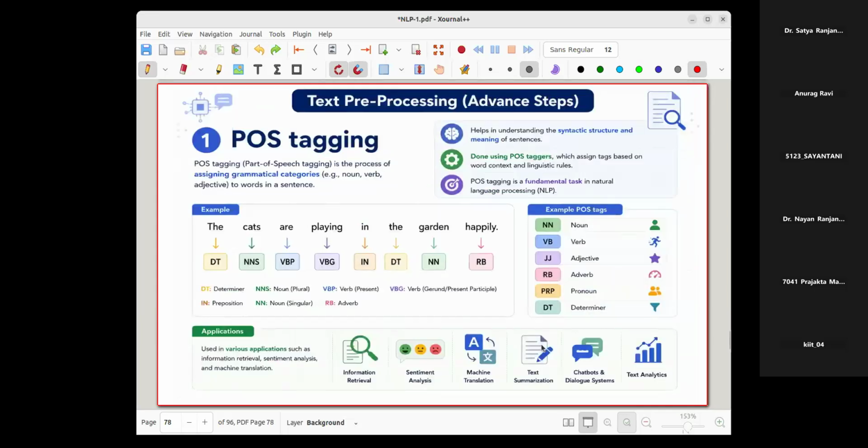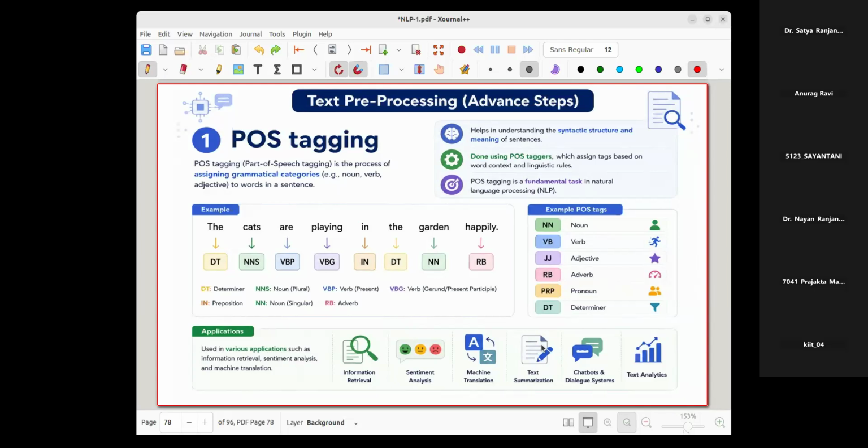Now this completes the first part, that is the basic pre-processing steps. Now we'll come to the advanced pre-processing steps. Similarly, these advanced pre-processing steps are also not always required. In some applications they are required, in some applications they may not be. So what are the advanced steps for pre-processing?